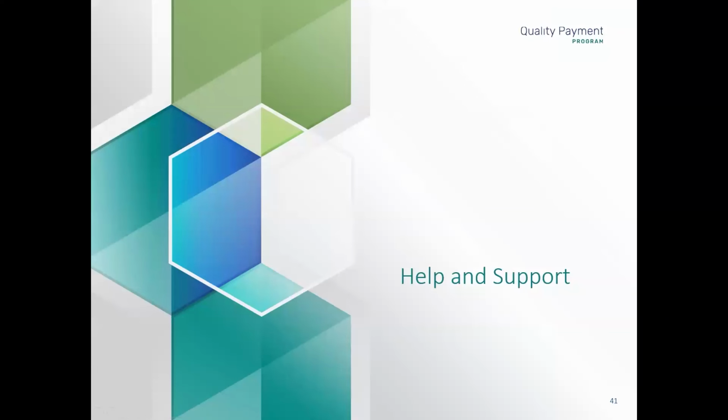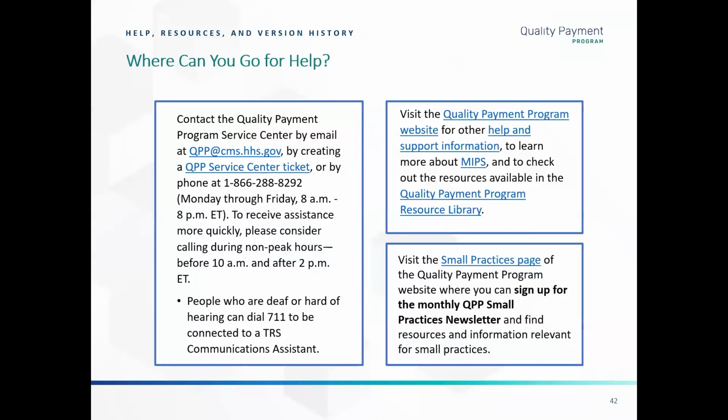Now I'm going to discuss the help and support that are available to you. Next slide, please. Where you can go for help. You can contact the Quality Payment Program Service Center by emailing or creating a Service Center quality ticket. And I just want to note that you can email, submit a ticket, or even call the Quality Payment Program Service Center to get answers to your questions.